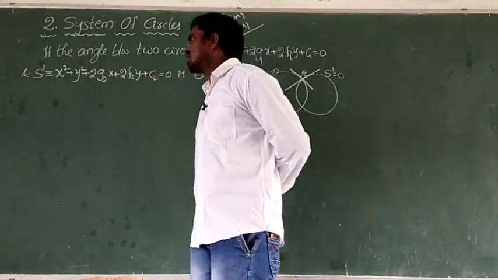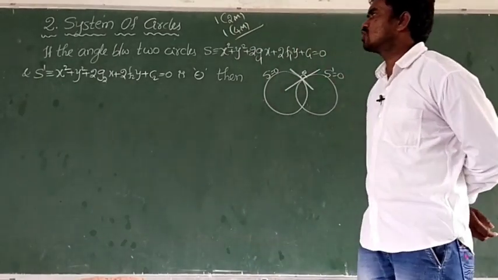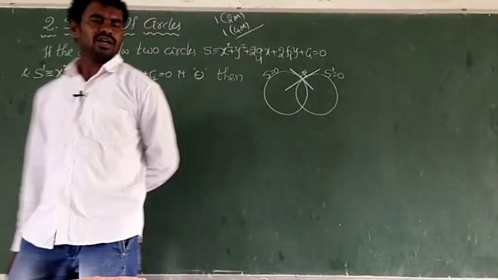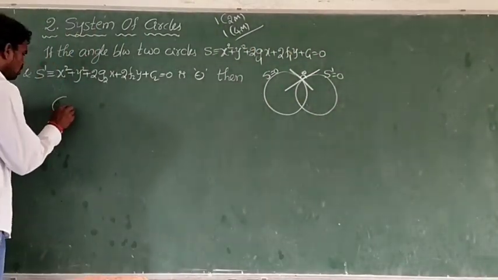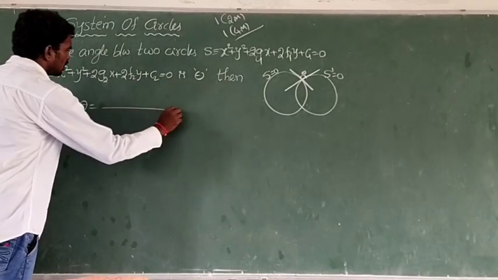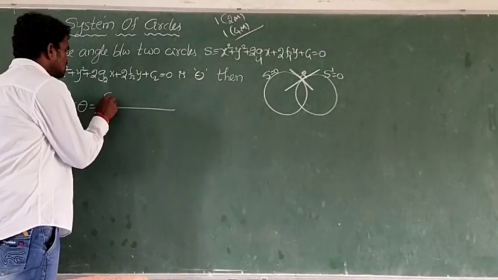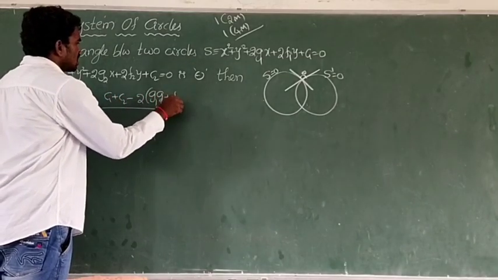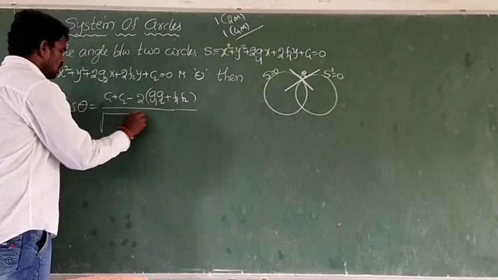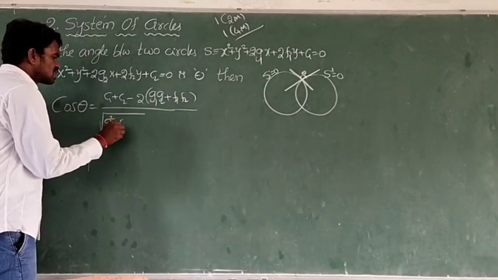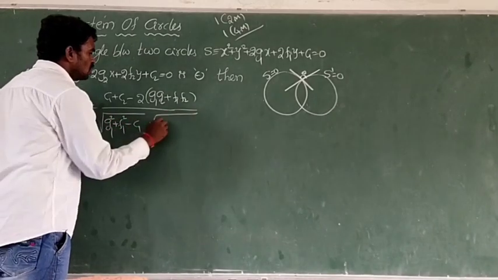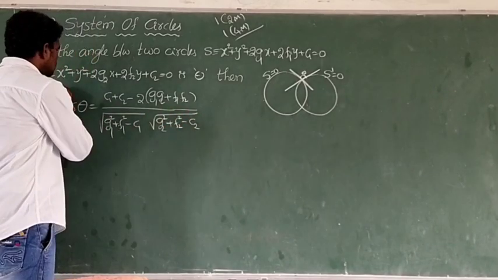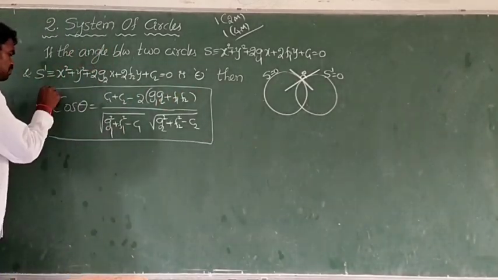The second circle S' is x² + y² + 2g2x + 2f2y + c2 = 0, and the angle is theta. Write down this concept and remember the formula: in terms of cos, cos theta = (c1 + c2 − 2(g1g2 + f1f2)) / (√(g1² + f1² − c1) · √(g2² + f2² − c2)). This is a very important formula.